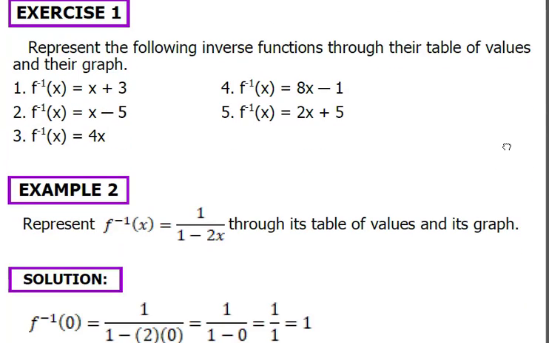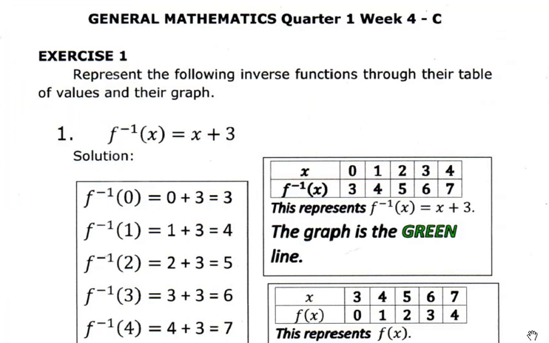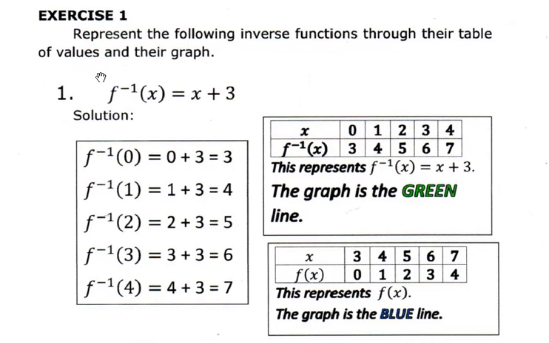Moving on, let's get started with exercise number 1, and we have 5 numbers to solve. It says, represent the following inverse functions through their table of values and their graph. For number 1, we have f inverse of x equals x plus 3. So for the solution, let me read this out. This is the function x plus 3 and this is the inverse of f of x.